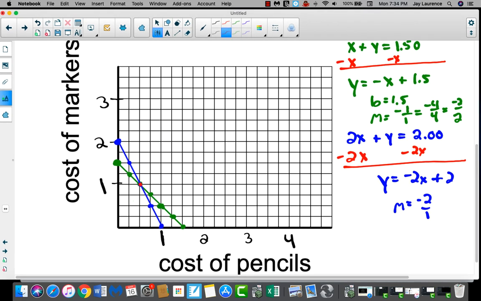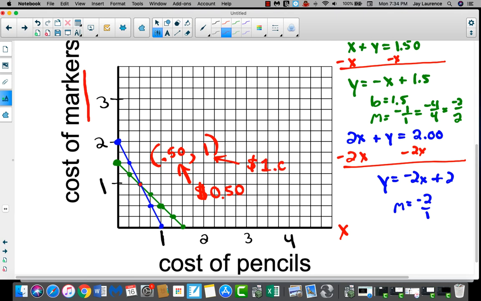So it looks like they're intersecting here. Well, what are the coordinates of that point? Well, it looks like I'm going to get a half, and I chose not to write that as a fraction. You'll see why in a minute. And then 1, right? And remember, the x-coordinate is the cost of the pencils. Guess how much a pencil costs? Look at that. A pencil costs 50 cents. Yeah, and the y-coordinate is the cost of the markers. Well, that means that a marker costs $1.